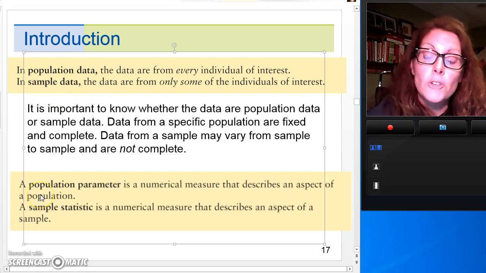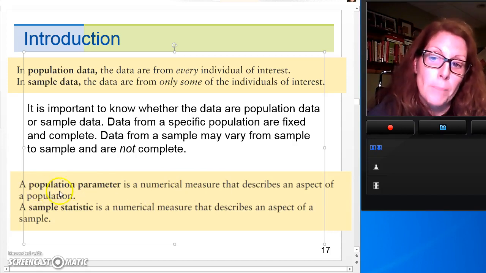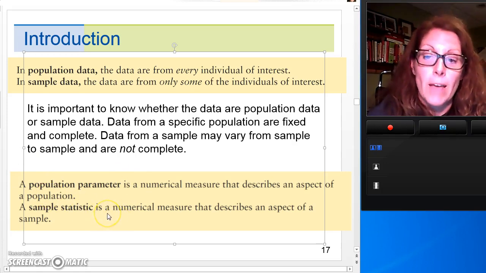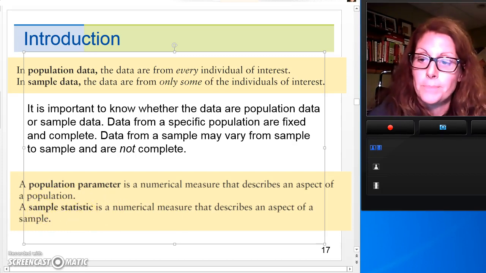So if we were interested in the average height of everyone who climbed Mount Everest, that would be a numerical measure describing the entire population. We'd call that a population parameter. But the average height of every 10th person who climbed Mount Everest, that would be a numerical measure about a subset of the population, so we'd call that a sample statistic.